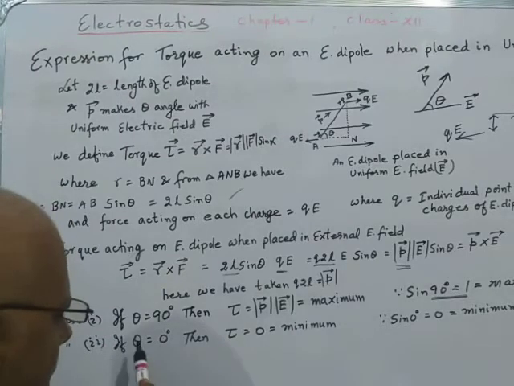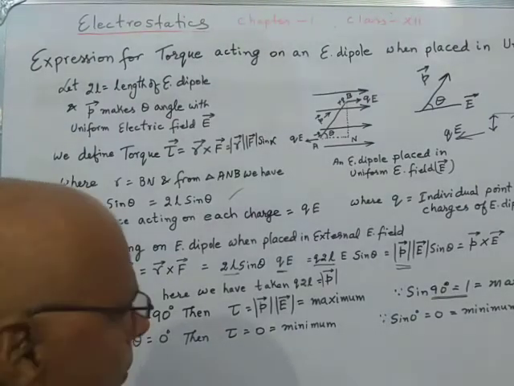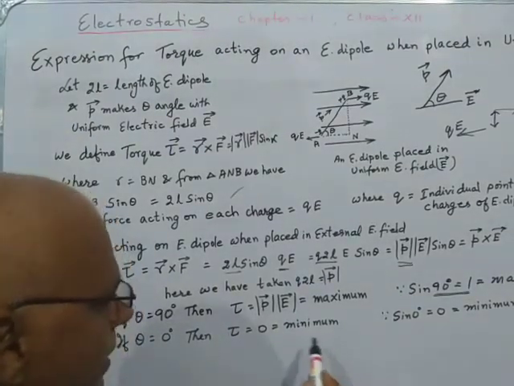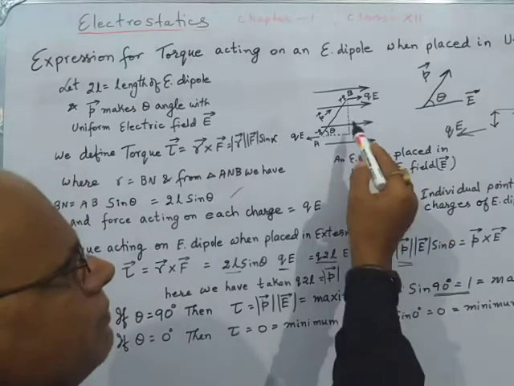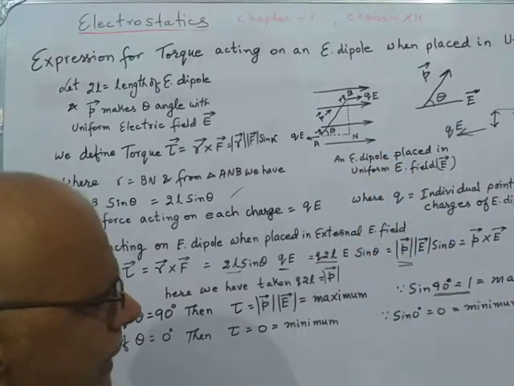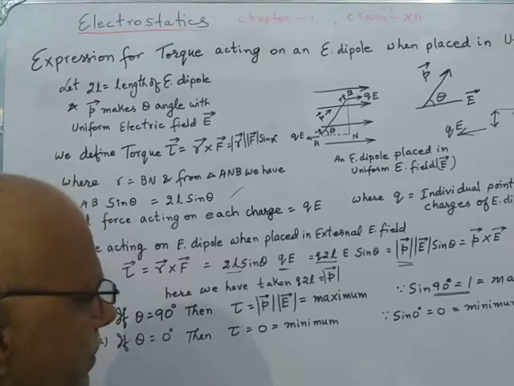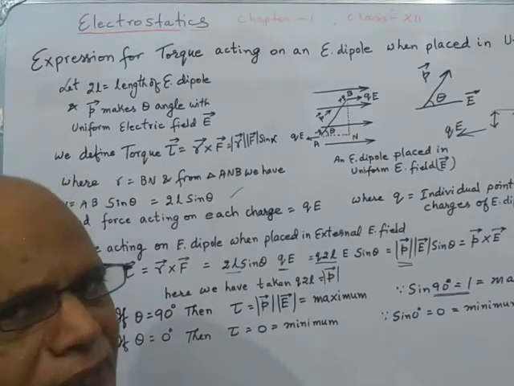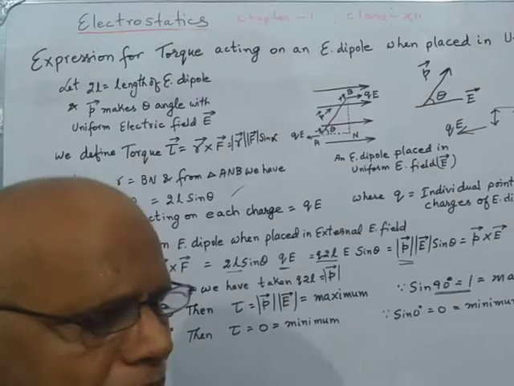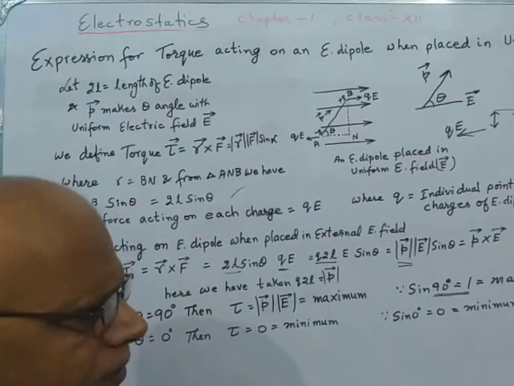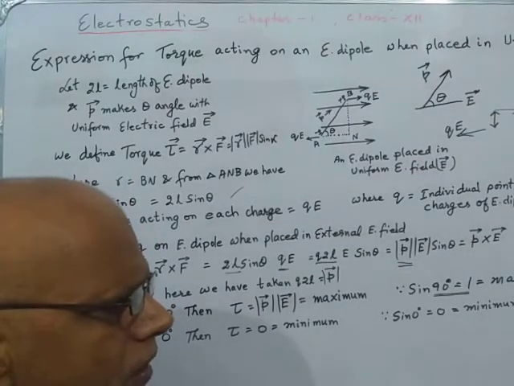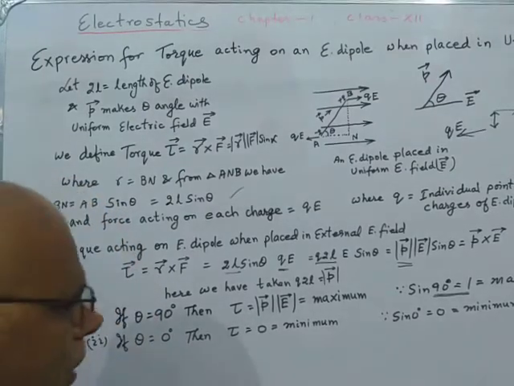And again, if we have theta equal to 0 degrees, the torque acting on the dipole will be minimum, since sine 0 is 0, so that minimum torque will be acting on the electric dipole. Now apart from this, we shall also like to talk about the Gauss law for electrostatics.